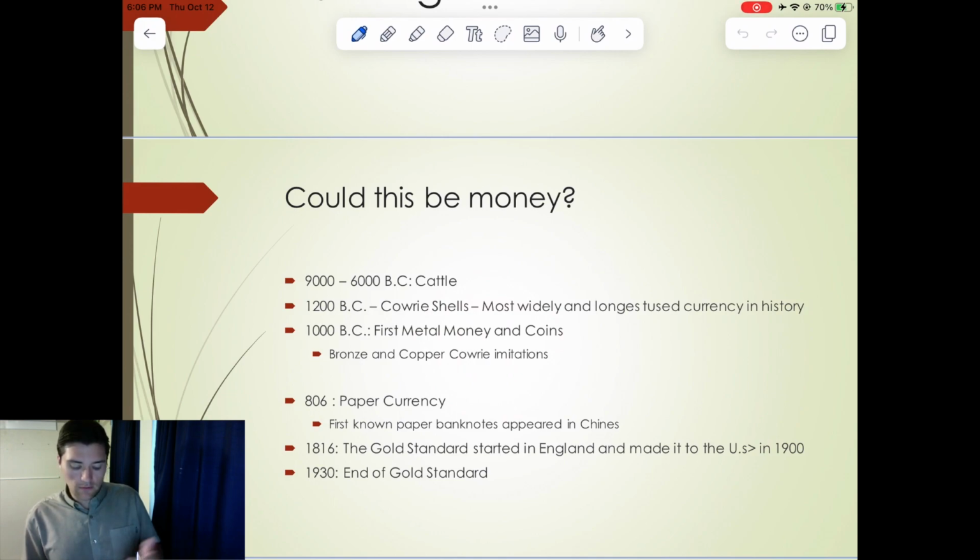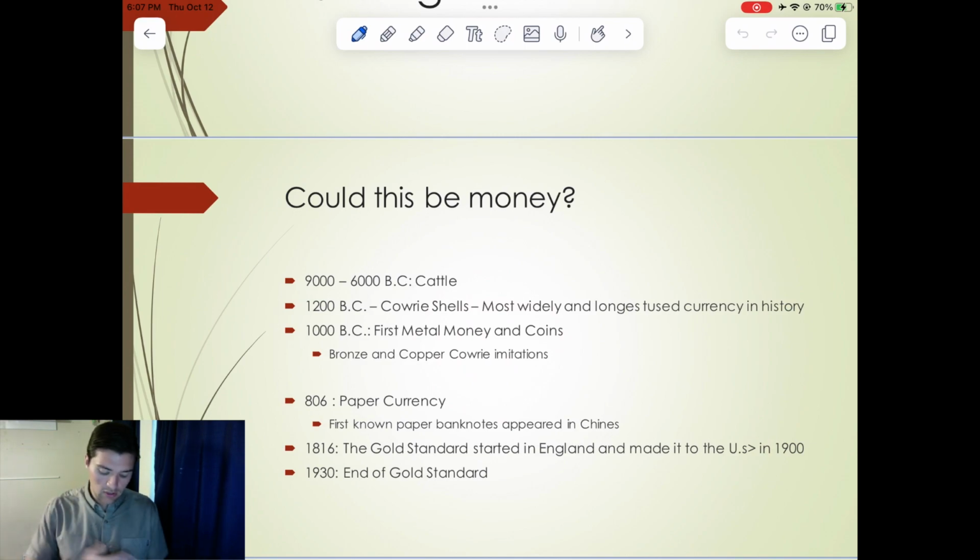Okay, so for instance, cattle. We used to use cattle between 9000 BC and 6000 BC. This was a great way to get stuff done. Like, hey, I wanted that. Well, in order to get that, I need some cattle. This then moved into cowrie shells, which were the most widely and longest used currency in history. So if you were to look up cowrie shells, this was mainly used.